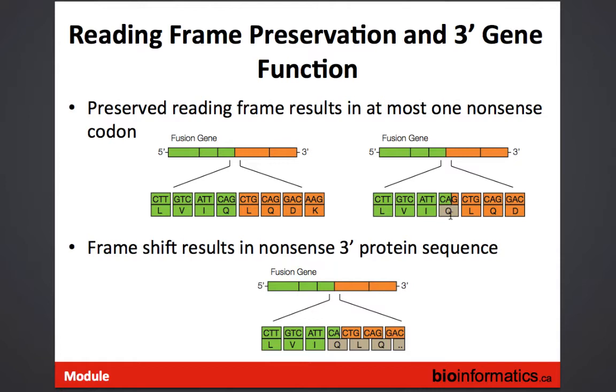Even if they don't come together at a boundary, but they come together in a specific way, then maybe there will only be one nonsense codon. If they come together in any other way, then the downstream 3' protein sequence will just be nonsense. And so this is easily computable and can be used to assess whether or not the 3' protein sequence is relevant.